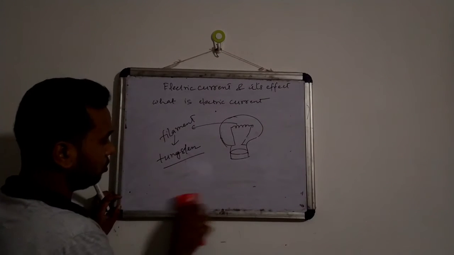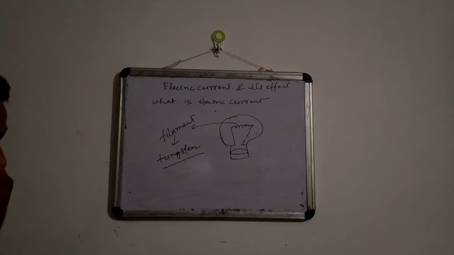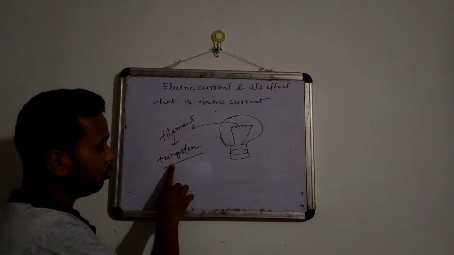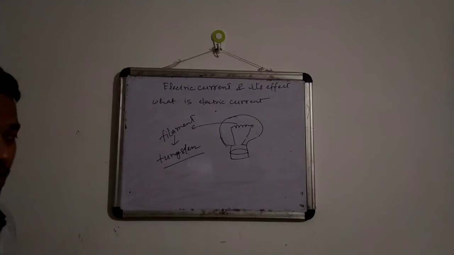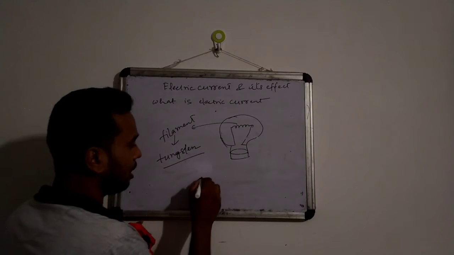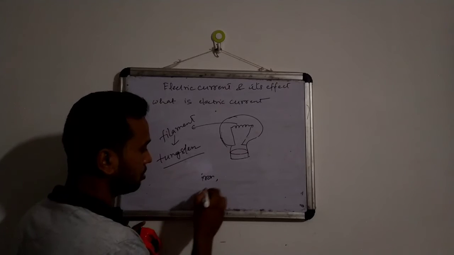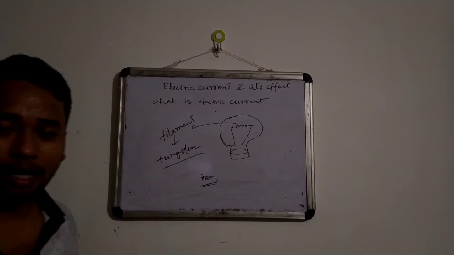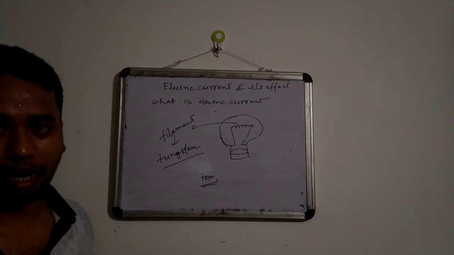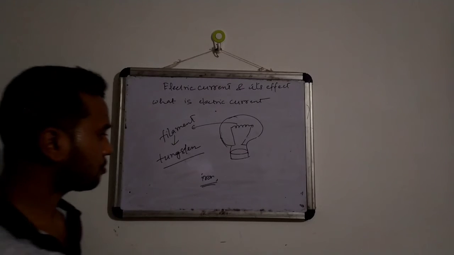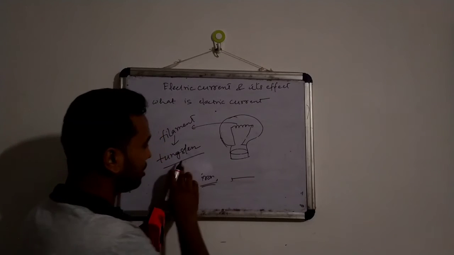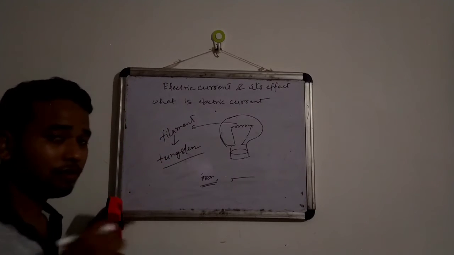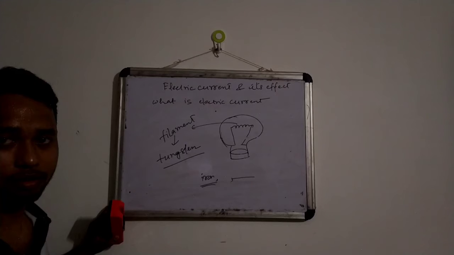And one thing you notice here, that we use tungsten material only in the bulb. We can't use iron or any other metal like iron. So why? Because the tungsten, this material, has a very high melting point.